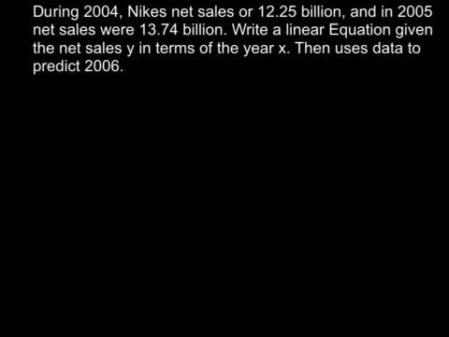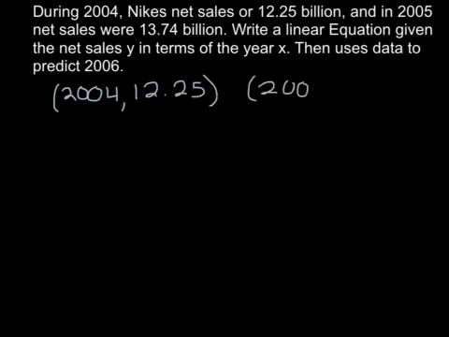So the first thing we need to do is come up with 2 points. And x is always time. So in 2004, my net sales were 12.25 billion. And in 2005, my net sales were 13.74 billion. Now, we need to figure out what happens in 2006.